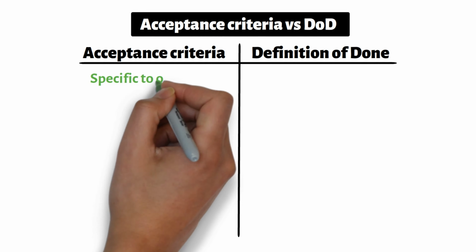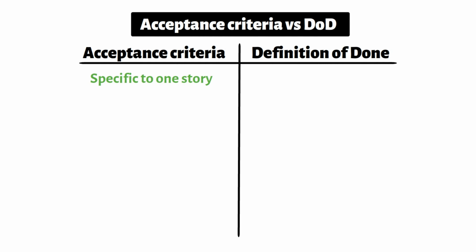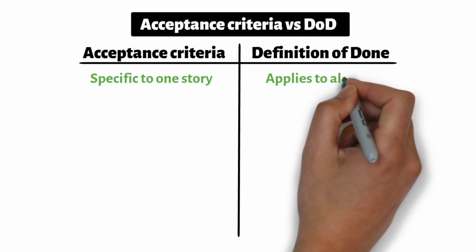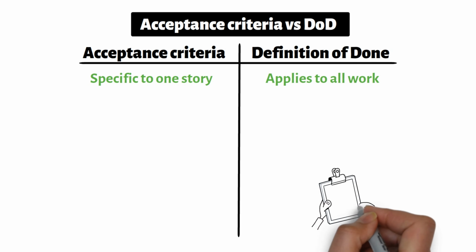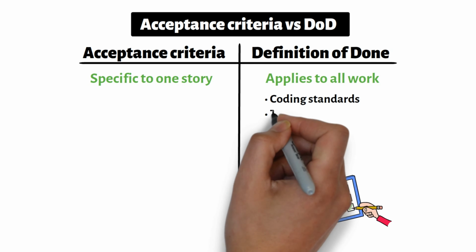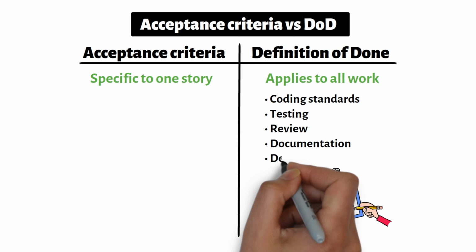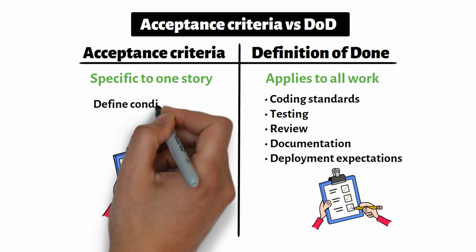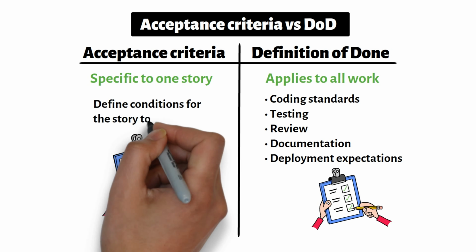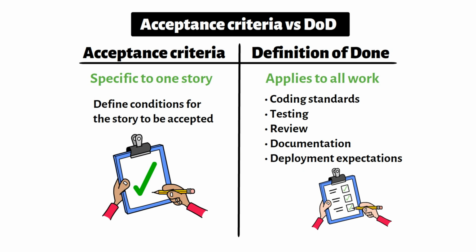Finally, teams sometimes confuse acceptance criteria with the definition of done. Acceptance criteria are specific to one story. The definition of done applies more broadly to all work the team completes. For example, the definition of done may include coding standards, testing, review, documentation, and deployment expectations. Acceptance criteria define what must be true for this specific story to be accepted.